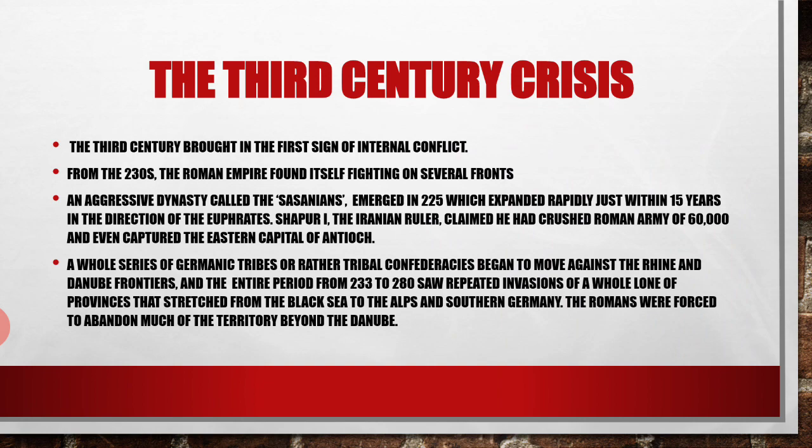A whole series of Germanic tribes began to move against the Rhine and Danube frontiers, and the period from 233 to 280 saw repeated invasions of a whole load of provinces that stretched from the Black Sea to the Alps and southern Germany. The Romans were forced to abandon much of the territory beyond the Danube.